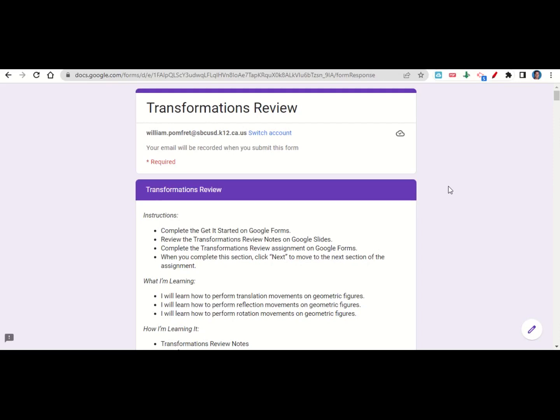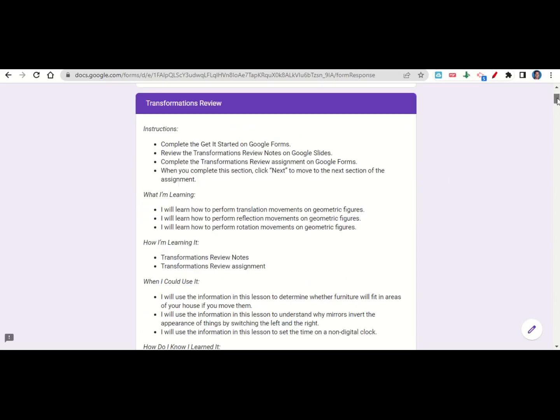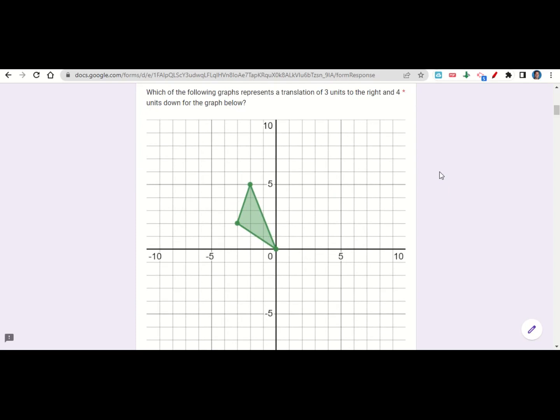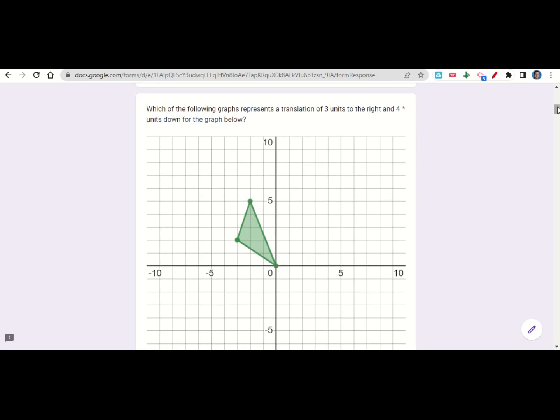Let's take a look now at the Transformations Review assignment. The assignment begins with the learning goals and success criteria. If we scroll down, we can see the questions. So it says, which of the following graphs represents a translation of 3 units to the right and 4 units down? So we need to find one that is 3 to the right and 4 down.